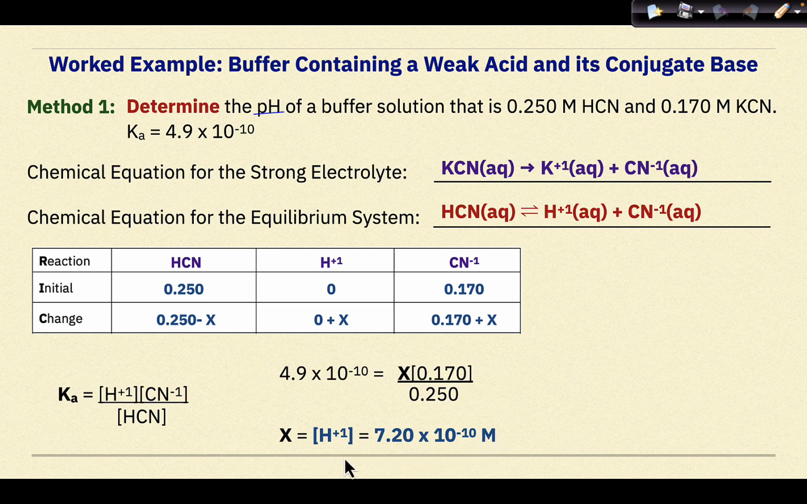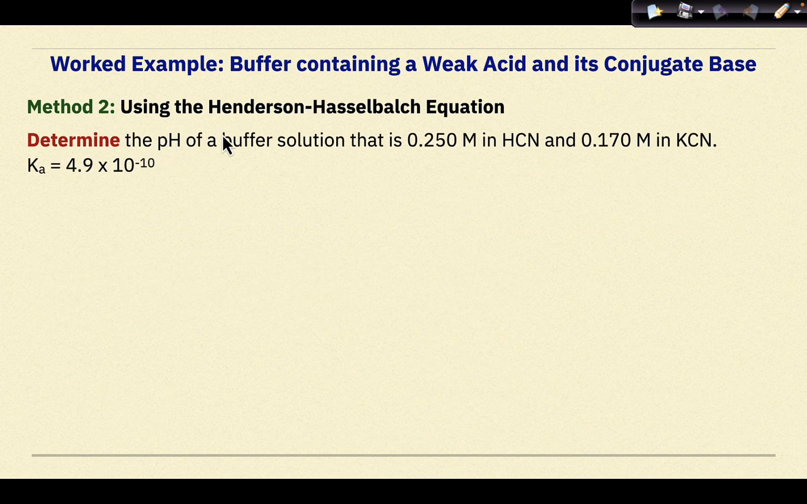Once we have our hydrogen ion concentration, we can calculate pH. We use the formula pH is equal to the negative log of the hydrogen ion concentration. We plug in the value for the hydrogen ion concentration, and pH is equal to 9.14. This method is something that you are already familiar with based on our experience with ICE tables. The second method is using the Henderson-Hasselbalch equation.